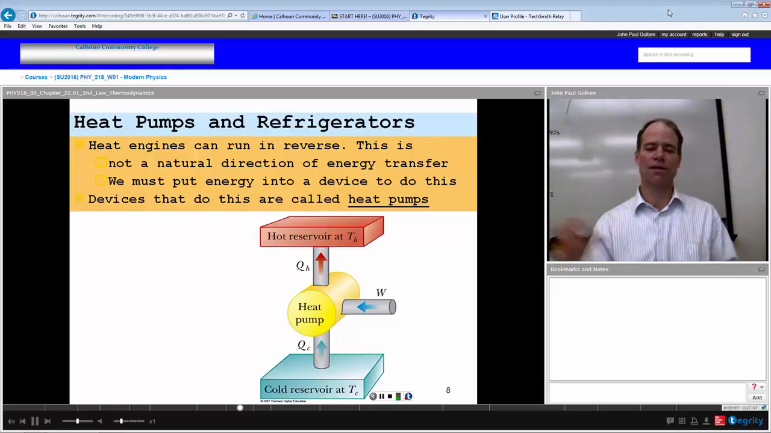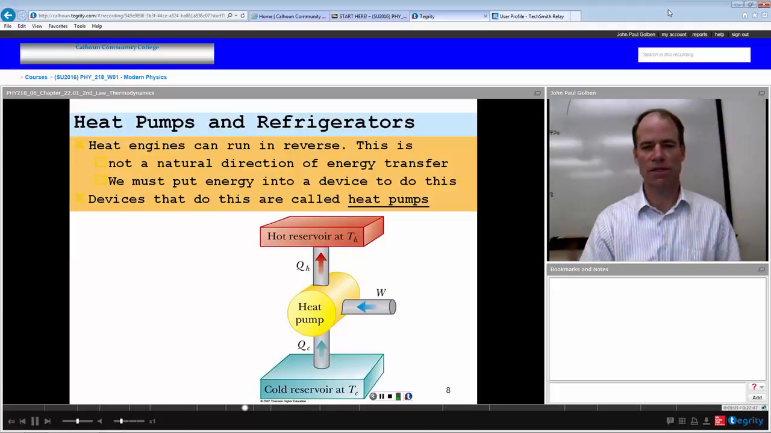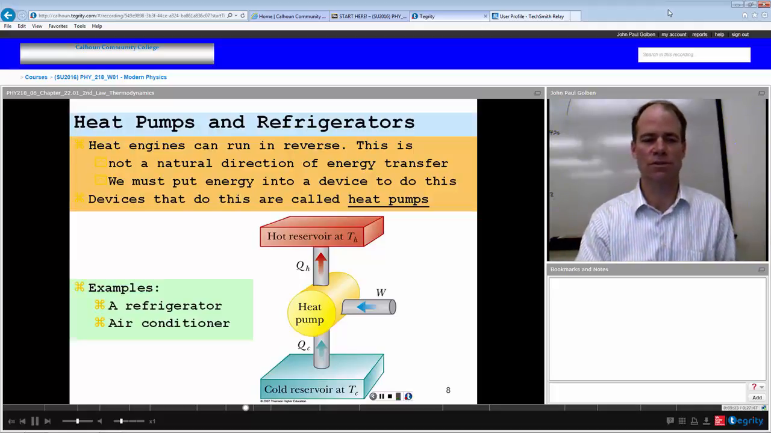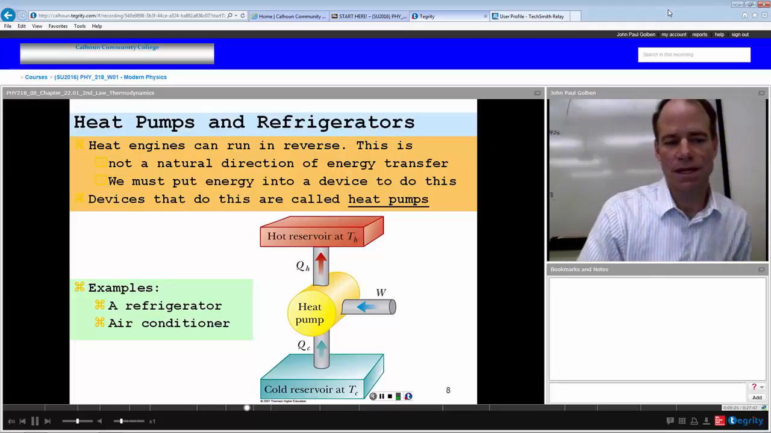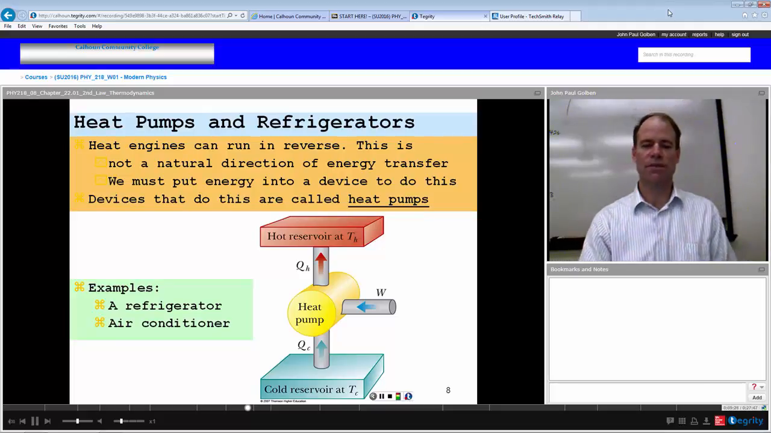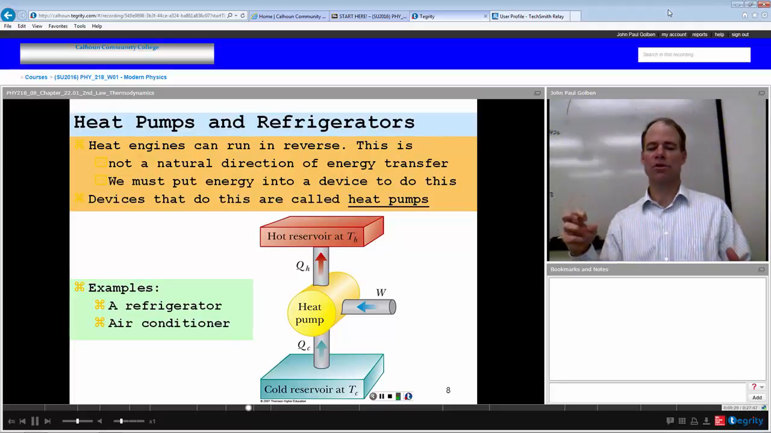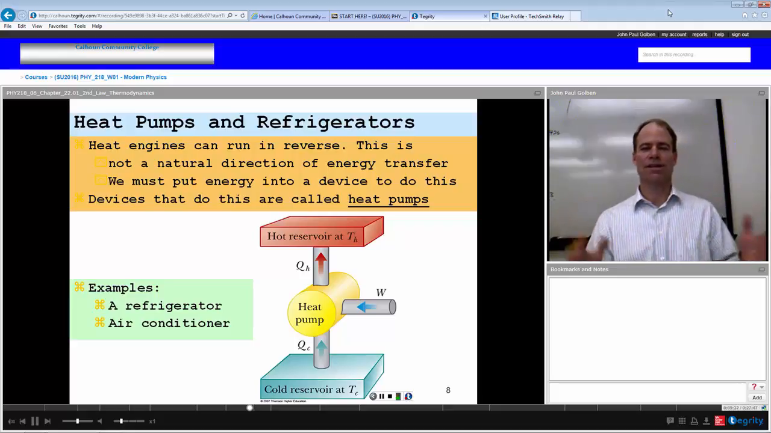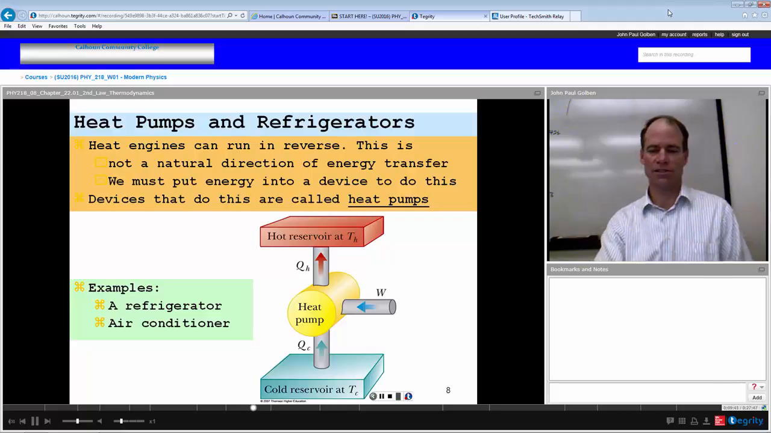So we must put energy into this device, and this is called a heat pump. We're going to extract energy from a cold reservoir and expel it to a hot reservoir. Maybe we want to make the hot reservoir hotter, or maybe we want to make the cold reservoir colder. But this requires work input to do this. Examples: a refrigerator. If we are extracting energy from the cold reservoir and trying to keep it cold, that could be our refrigerator, but that's going to require electrical energy to come in, and hence we're going to expel that energy to the environment. Same thing with the air conditioner.